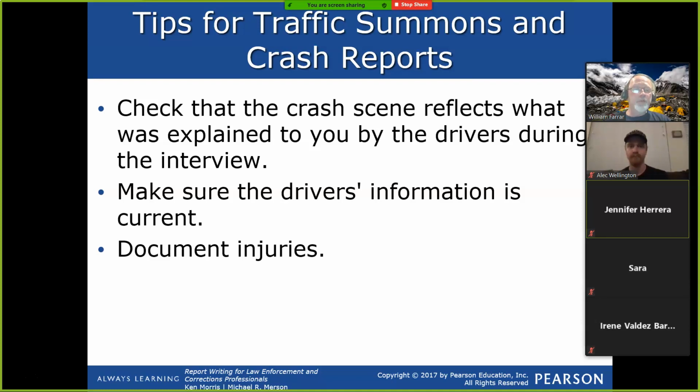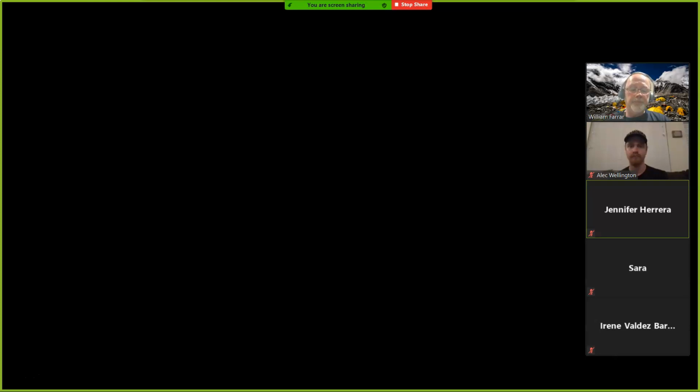And then document injuries. It is important that you document. You're not a doctor, you're not an EMT, you're not a paramedic, but if you see some injuries, you need to document that.